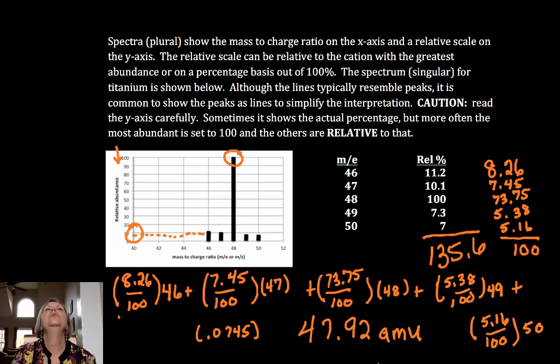So if we found a new element called denzelium, we could use mass spectroscopy to determine the percent abundance of its isotopes.